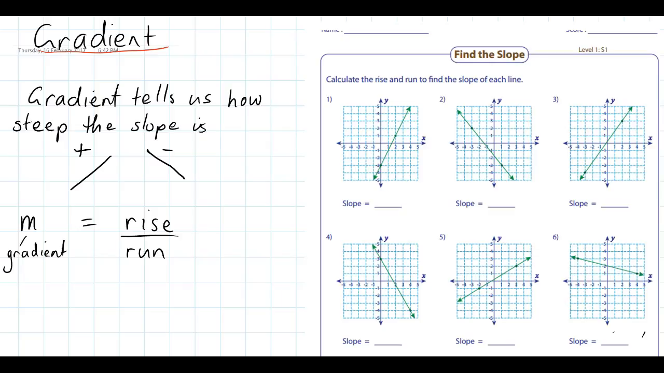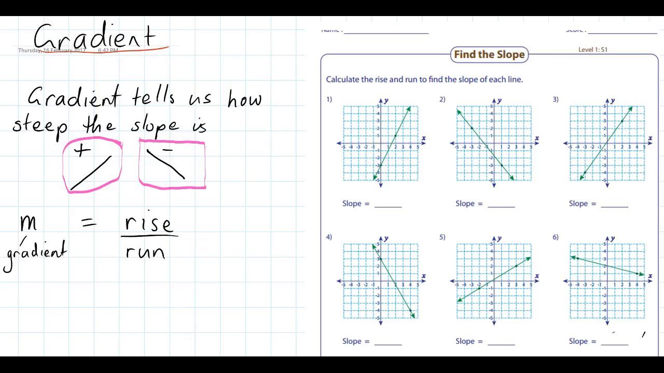Gradient is just a maths way of giving how steep a slope is, a number. There are two types of gradient. A positive gradient, which from left to right, the line's going up, and a negative gradient, which means from left to right, the line's going down. So moving up is positive, down is negative.